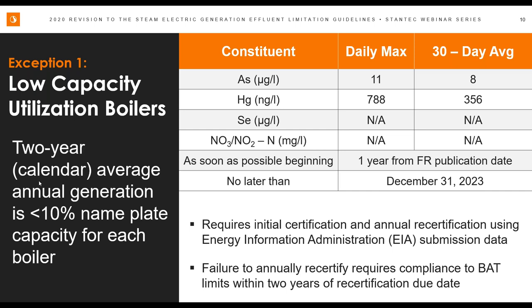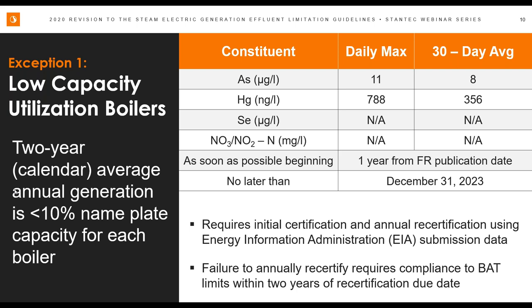So exception number one, low capacity utilization boilers. We go back to the 2015 limits for arsenic and mercury. You'll notice that selenium and nitrate limits don't apply to this low capacity utilization exemption. But let's get into the details now.